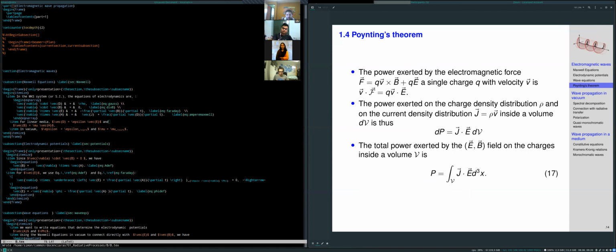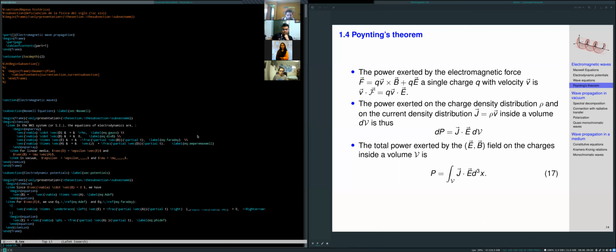We have that the electromagnetic force, or the Lorentz force, on a point charge Q is given by Q(E + v cross B), where v is the velocity of the charge. The power exerted on this charge is F dot the velocity of the application point, which would be the velocity of the particle. I have a typo here as well.